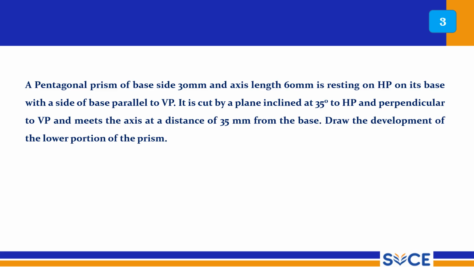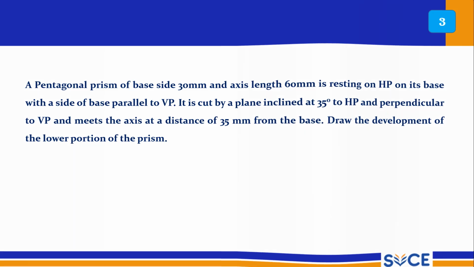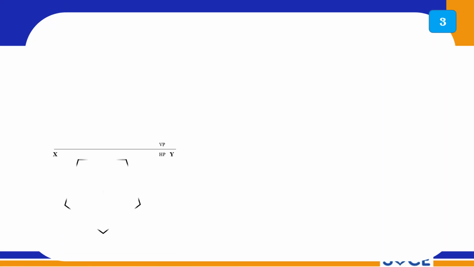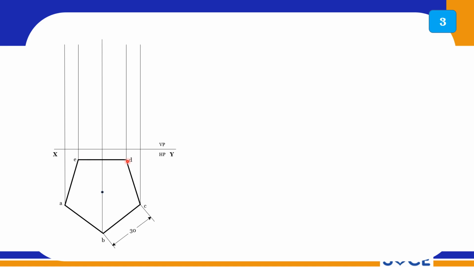So here also it is the lower portion of the prism, and it is a very similar problem to the earlier problem. We will see it step by step. And this is a pentagonal prism. One base edge is parallel to VP, and with the given height you can draw the pentagonal front view.